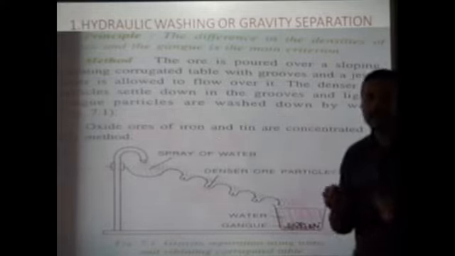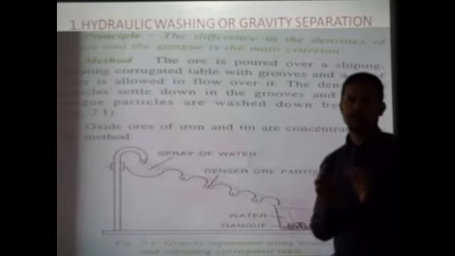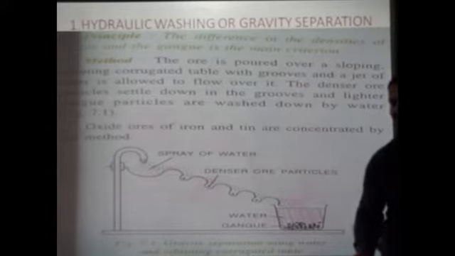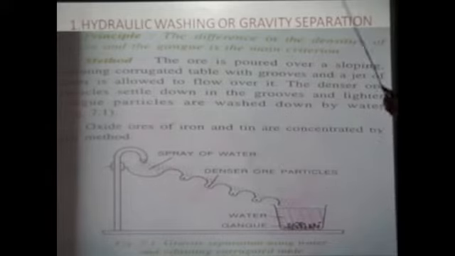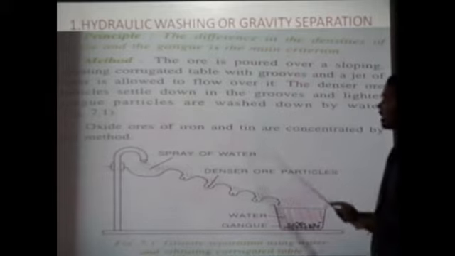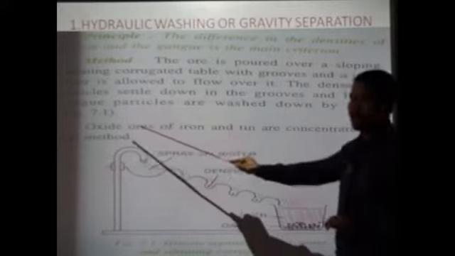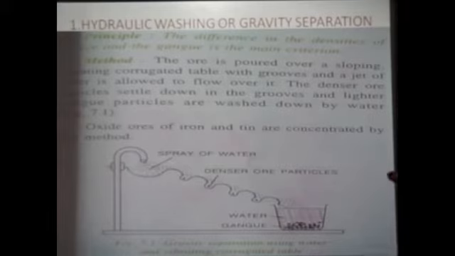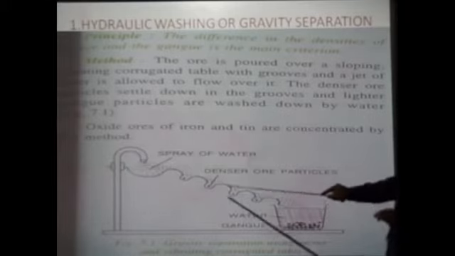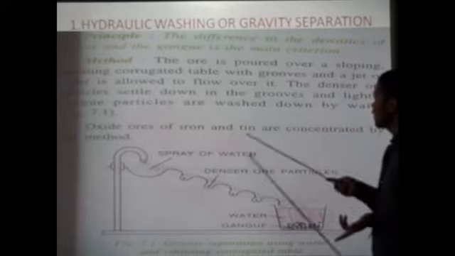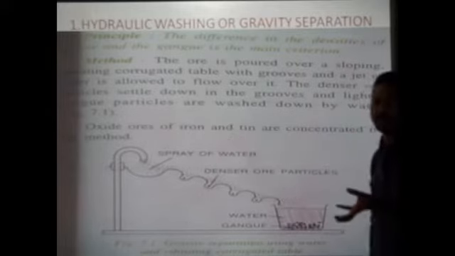So all metal ores cannot be concentrated by using hydraulic washing or gravity separation. Which of the ores can be concentrated by using this process? Only ores of iron and tin can be separated by using this method, because iron is heavier and tin is also heavier than the impurities.